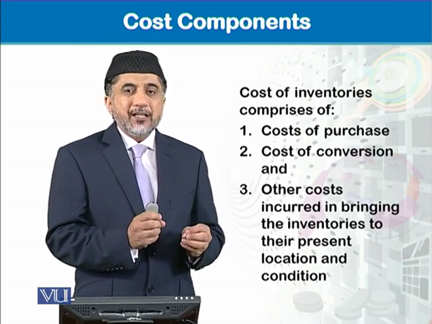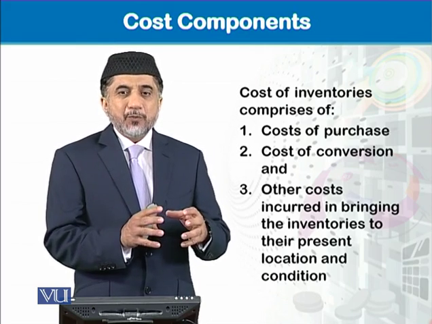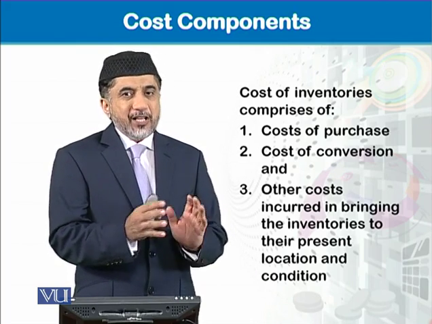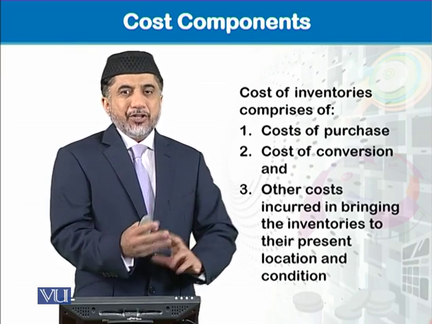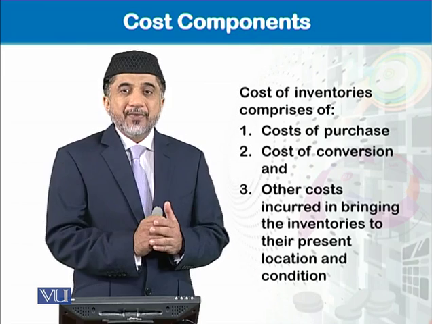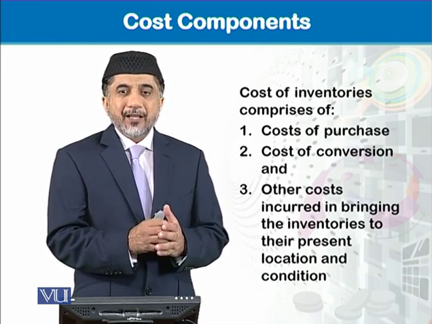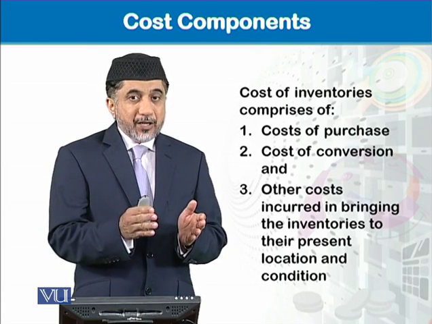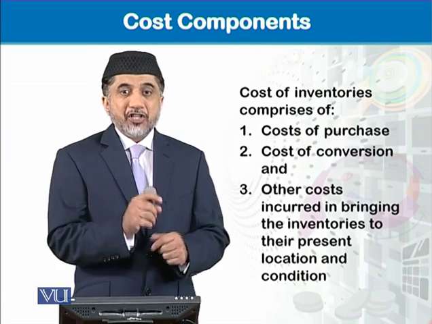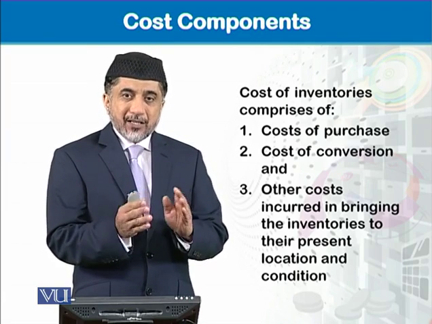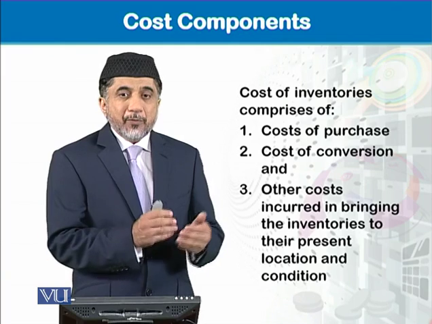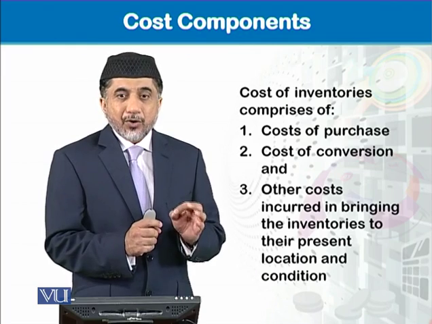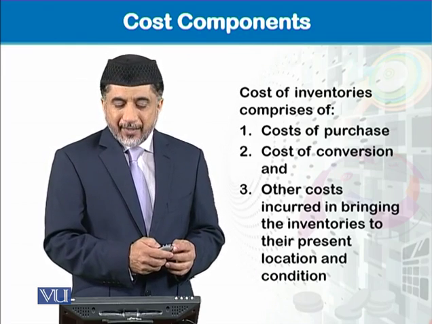Present location and condition means that, supposedly, if the inventory is in process, it is in the workshop and semi-finished. If it is finished, it is in the warehouse and available for sale. So this is its condition and location. Till that present location and condition, we have to see how much cost has been incurred. That becomes the cost component for that inventory.